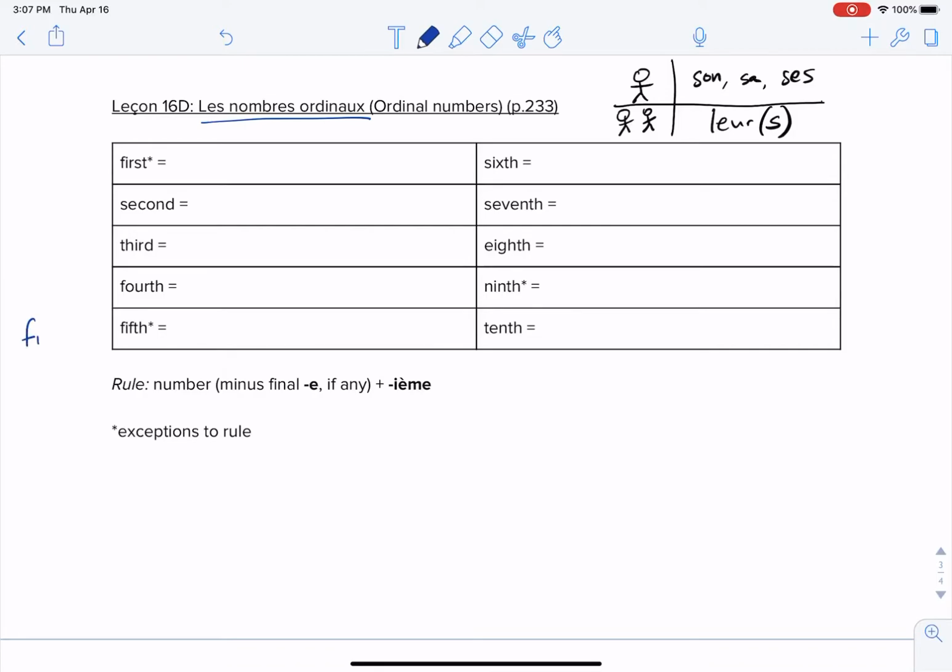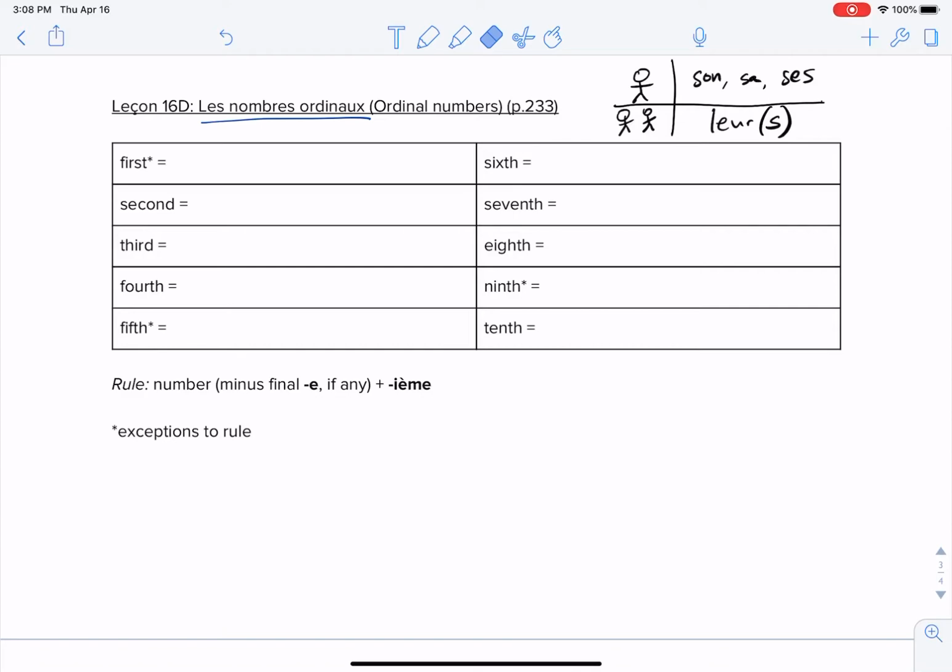Also, there are some numbers where they kind of sort of follow the pattern, but there might be a spelling change. With 5, for example, you don't say 5th, we say 5th. So we'll see some numbers in French where there is a spelling change. All right, so how does this work?